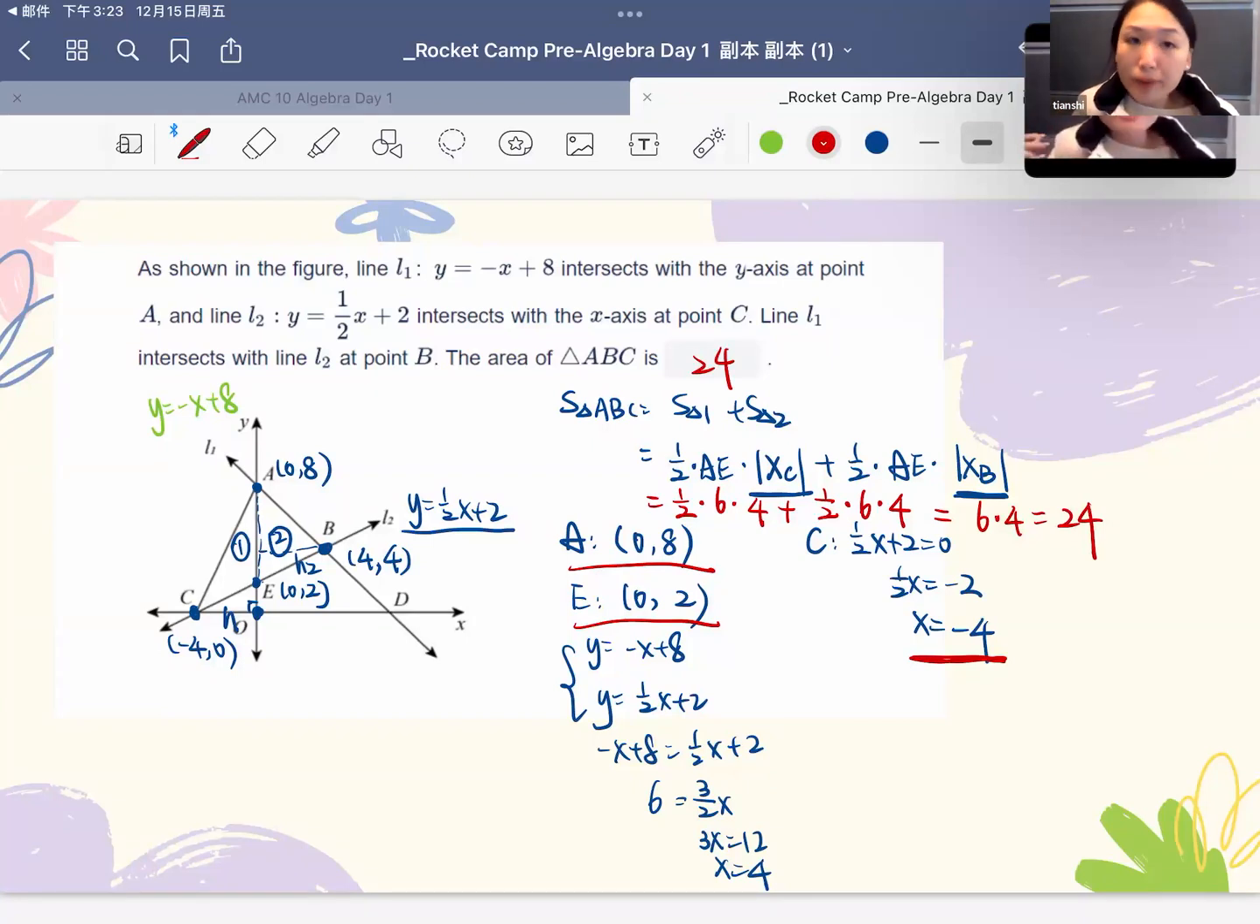So this one is a little bit complicated, but as long as we follow the same logic and calculate the base and the height, and represent the height by the coordinates, we are able to solve this question.